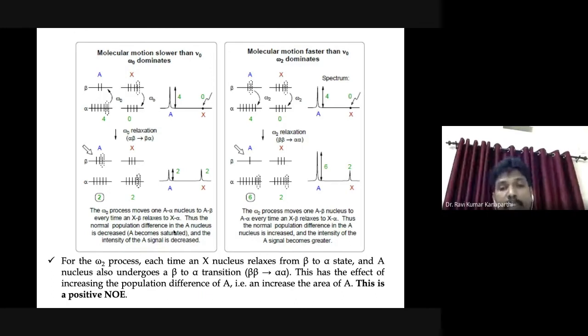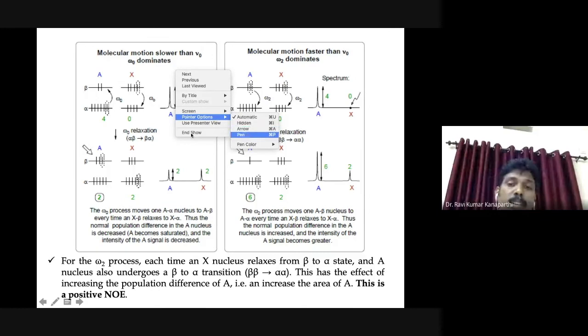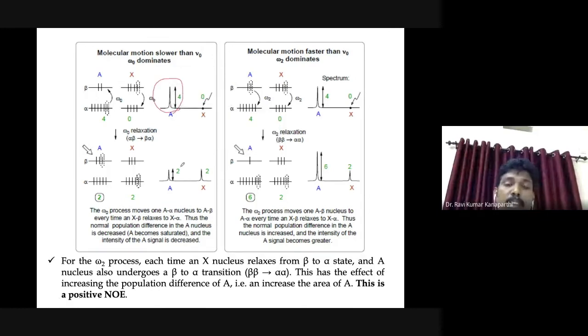You don't see anything. Therefore, what exactly is happening when you compare with the original situation? Originally, the A signal is this much, but after saturation, it will be almost 0. So this particular thing is what we call a negative NOE. Then what about this one? The right side one is the positive NOE.